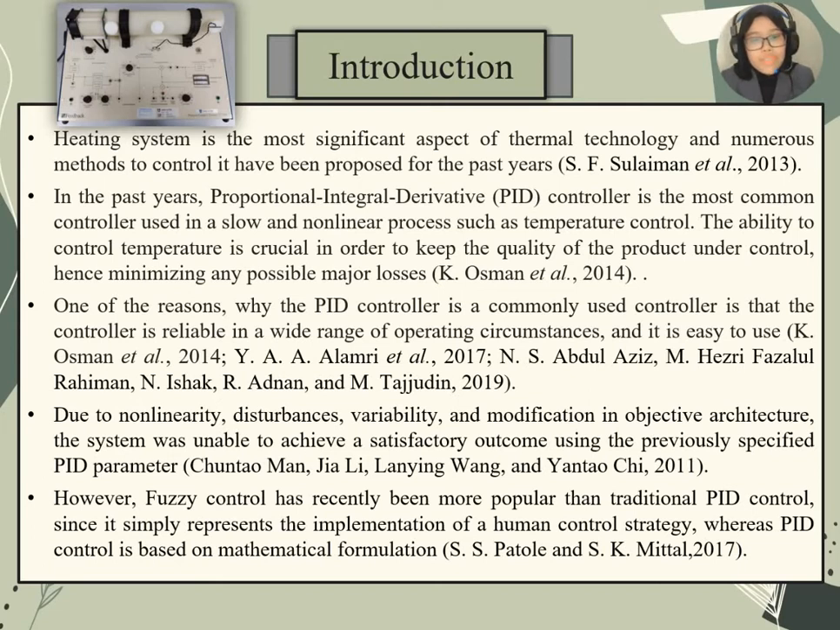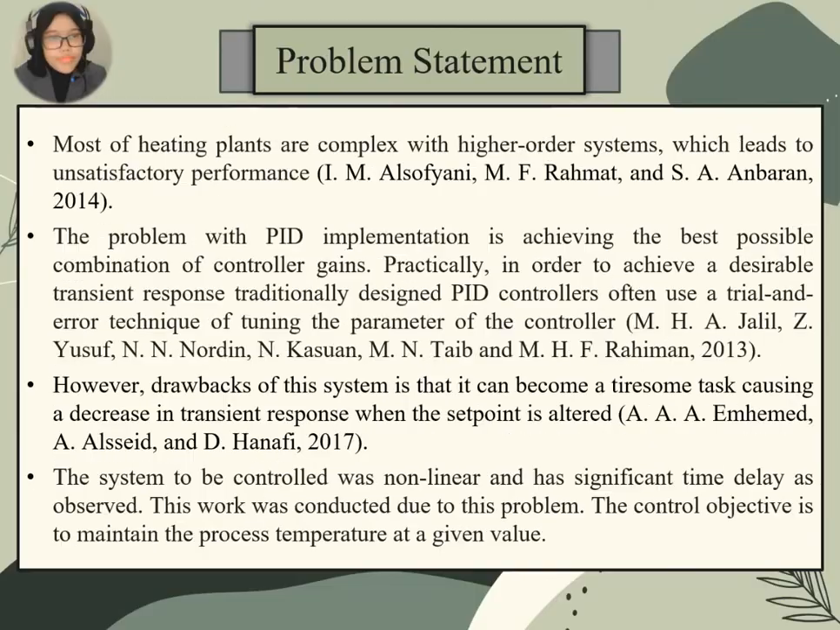Due to nonlinearity, disturbances, variability, and modifications in objective architecture, the system was unable to achieve a satisfactory outcome using the previously specified PID parameter. However, fuzzy control has recently been more popular than traditional PID control since it simply represents the implementation of human control strategy, whereas PID control is based on mathematical formulation. Most of heating plants are complex with higher order systems, which leads to unsatisfactory performance. The problem with PID implementation is achieving the best possible combination of controller gain.